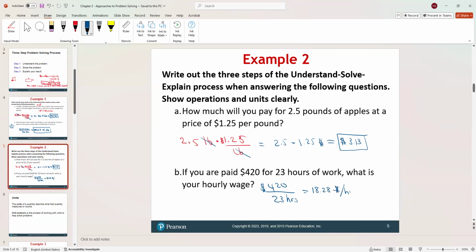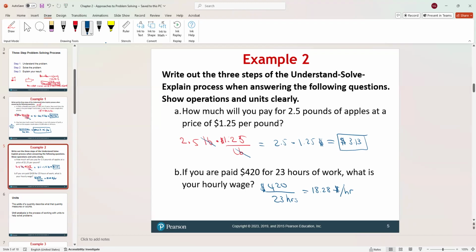$18.26 per hour. Okay? That's not bad, right? That's not bad to get paid like $18.26 nowadays. So those are a few examples. But one thing you need to verify after we talk about the 3-step problem-solving process is the units, right?